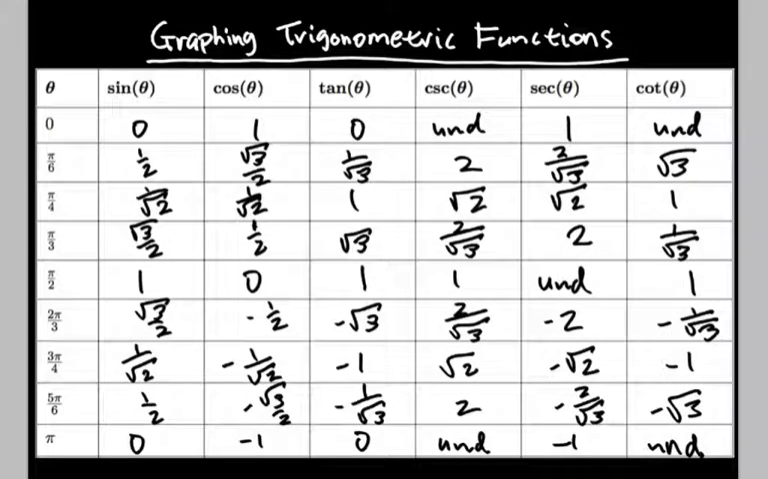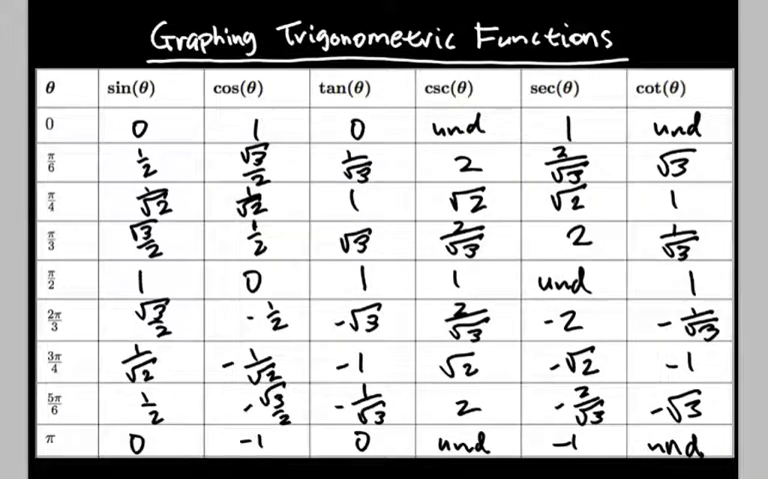Hello class, so in this video we are going to go over how to graph the trigonometric functions. Last time we learned how to evaluate them, now we're going to graph them. Alright, so this is what a table would have looked like from last time. Right now we're going to use this. I'm only going to use up till pi, but you're going to be able to go until 2 pi anyway.